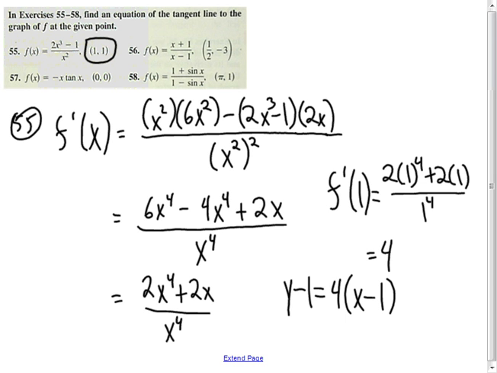If I wanted to write it in slope intercept form, I would just add 1 to both sides and distribute the 4, and I would end up with y equals 4x minus 3. Either one of those are acceptable answers for the equation of the tangent line.